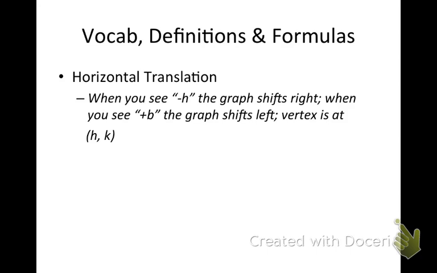So just to wrap this up and get these notes down, for a horizontal translation, when you see a -h in your equation, the graph is going to shift to the right. And when you see a, that should actually read +h, the graph is going to shift to the left. And your vertex will still be at the value (h, k).